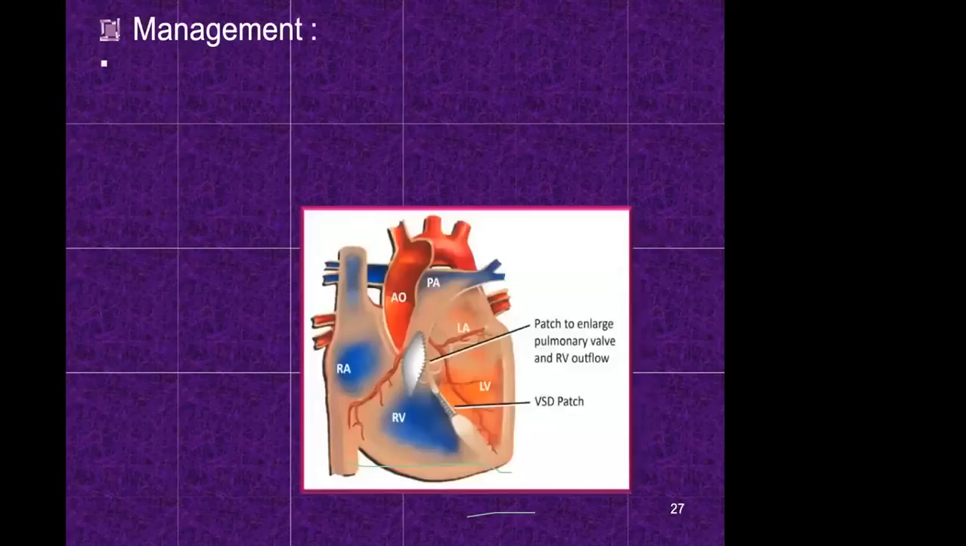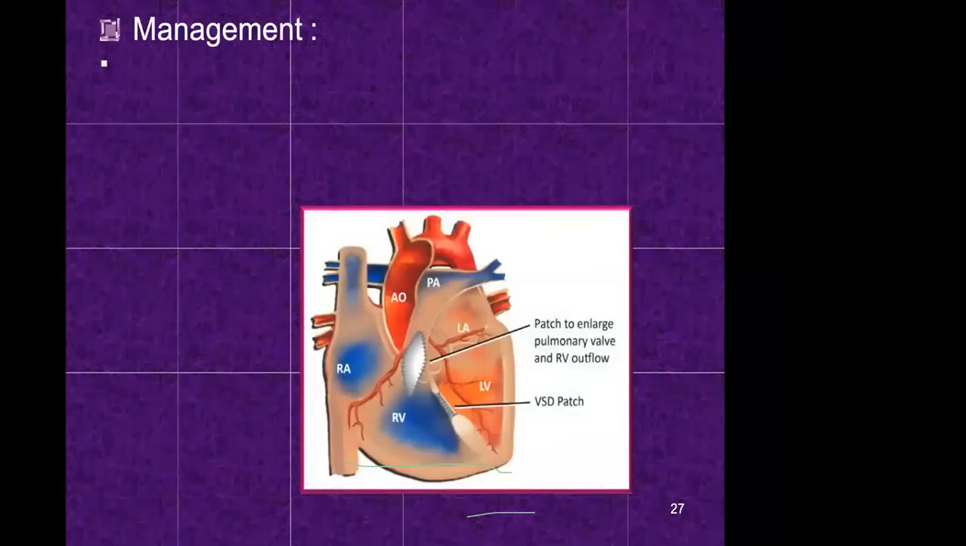So regarding the management, what can be done? It's always advisable to wait at least till 6 to 18 months, till when surgical repair can be done. And as I had said, it involves closure of the VSD with a tangential patch to correct the overriding, and the pulmonary stenosis is also relieved with a patch.